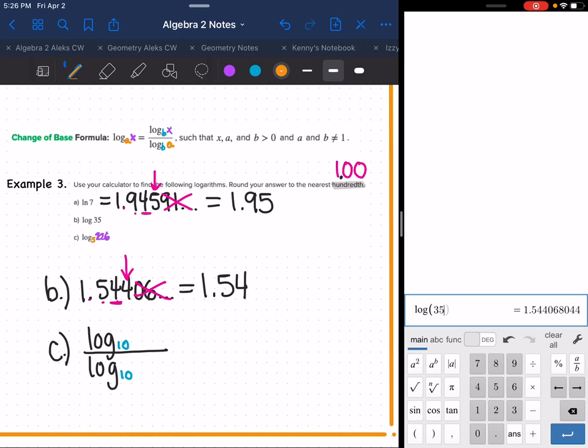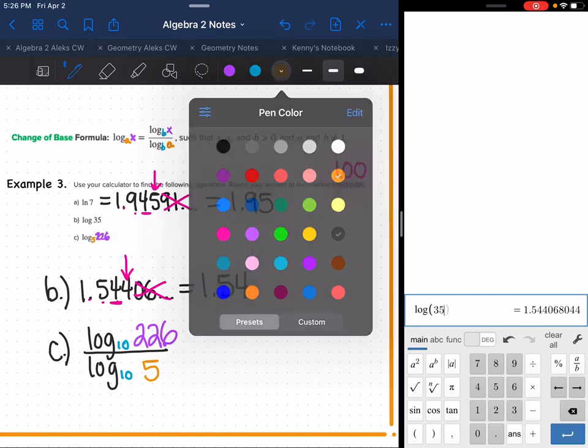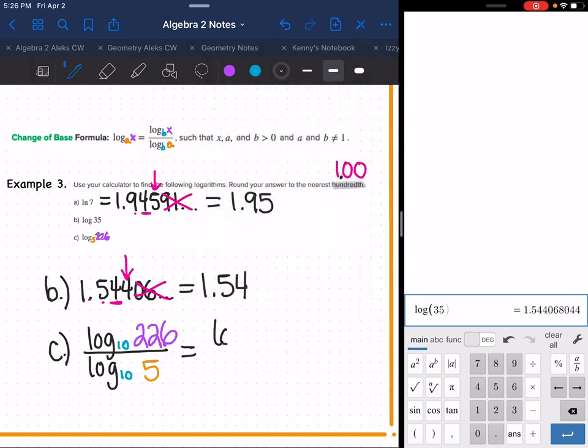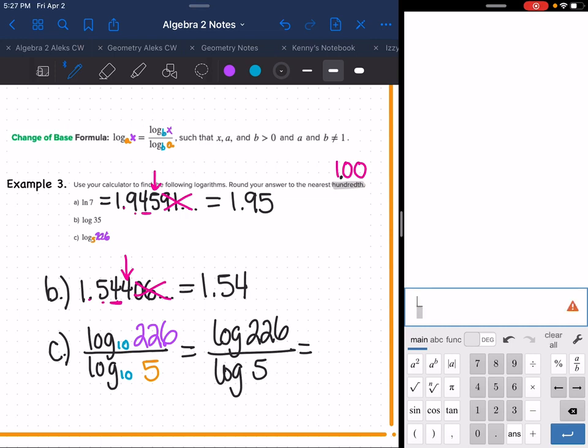I'm going to take the purple one and put it on top. So that would be the 226. And I'm going to take the orange one and I'm going to put it on bottom. And that would be the 5. So that's how it looks when I change it. But what I'm going to put in my calculator is log of 226 divided by log of 5. That's what's going in the calculator over here. So I'm going to hit clear all. And I'm going to grab my fraction. I grabbed that from right underneath the wrench, the a over b.